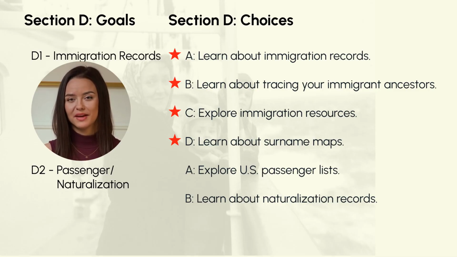Choice C discusses places to look for immigration records, and Choice D explores surname maps, which show where surnames were concentrated in ancestor homelands. In Goal D2, Choice A shows you how to work with the details of immigrants who came to America on passenger ships.